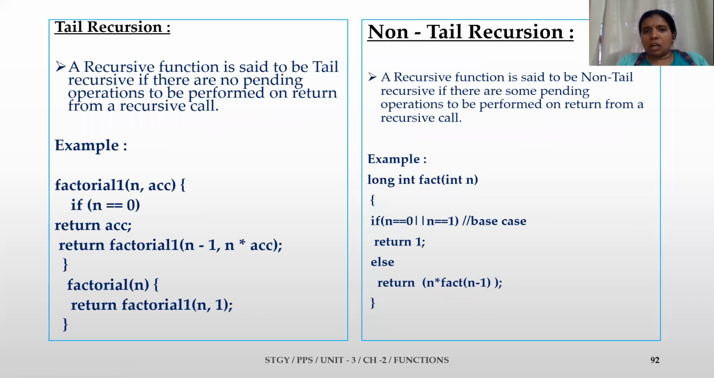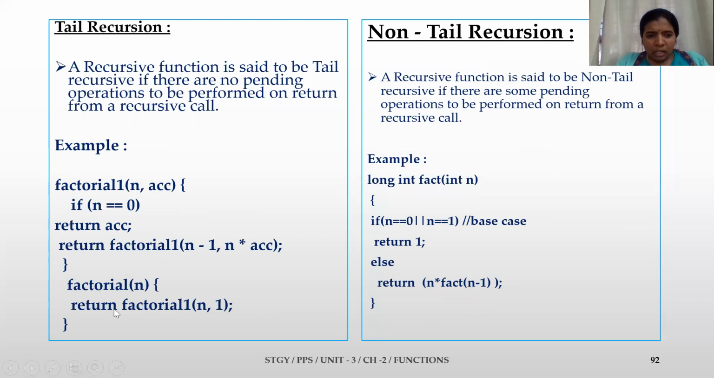But in addition to this, there are also two other types of recursion. One is called tail recursion and the other is called non-tail recursion. Tail recursion is a process where the recursive call is the last thing to do inside a function. If the recursive call is the last thing to do inside a function, then it is called tail recursion.